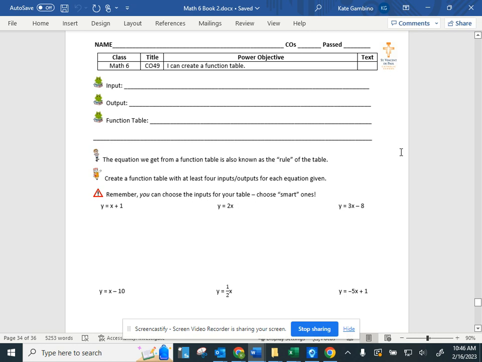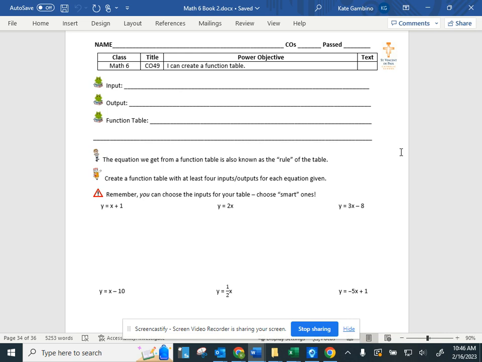Good morning. Today we are working on CO49. I can create a function table. And we're going to see how this function table tomorrow with our next objective when we do CO50. We'll see how that function table ties into graphing.